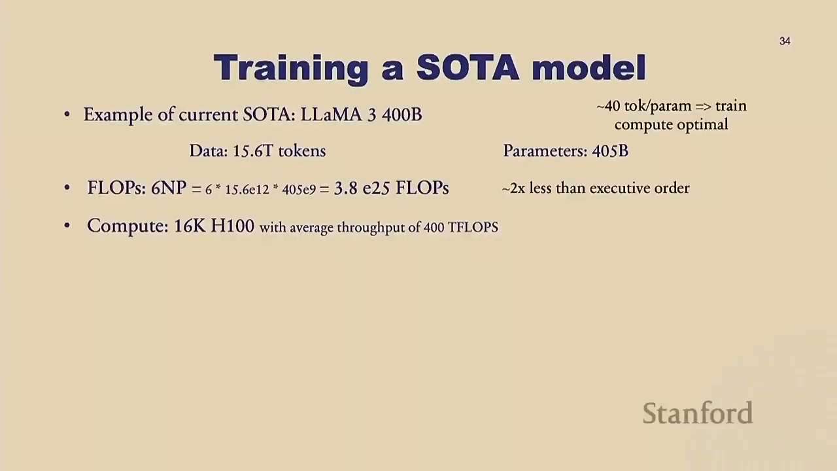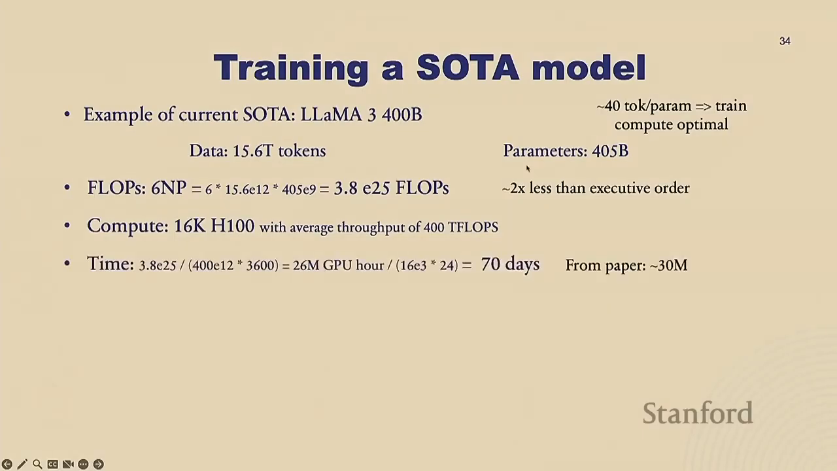Compute: we know that they trained it on 16,000 H100s, and we know the throughput they set. So if you do the computation, it takes around 70 days, or 26 million GPU hours. At least that's with my back-of-the-envelope computation. They actually said that they used 30 million instead of 26 million GPU hours. So maybe they had some challenges, I don't really know. But if you follow the simple computation, it's around 70 days.